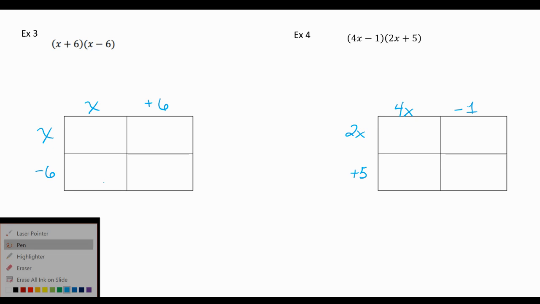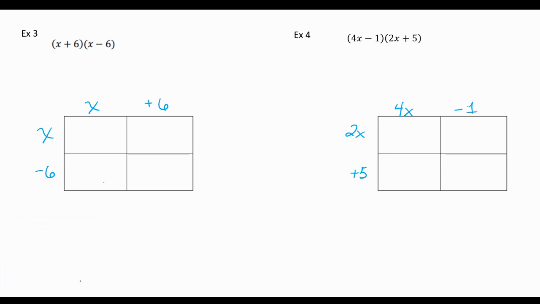Okay, so here we go. So again, x times x is x squared. X times 6 is positive 6x, and you have to write the positive sign. I'll take the negative 6 times the x, and the negative 6 times a positive 6, so negative 6 times positive 6 is negative 36. 6 times 6 is 36, and a negative times a positive is negative, right?